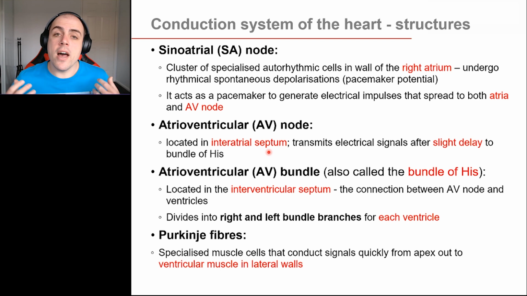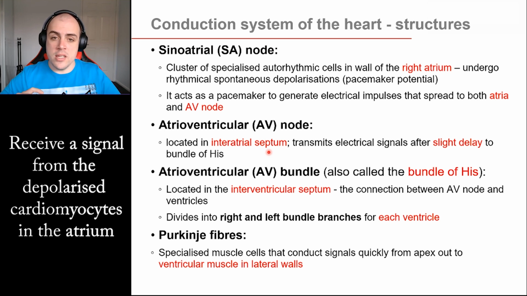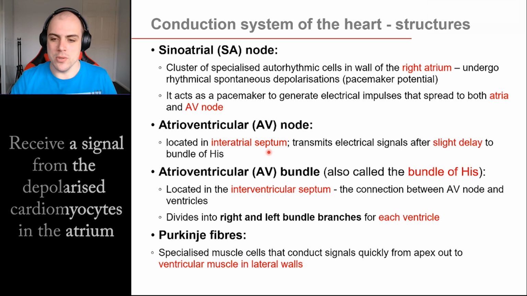So we then have our AV node. Now, our atrioventricular node is located in the interatrial septum, so on the left-hand side of the right atria. And what is going to happen there is that it's essentially going to receive a signal from the depolarized cardiomyocytes and then send the signal down into the AV bundle.